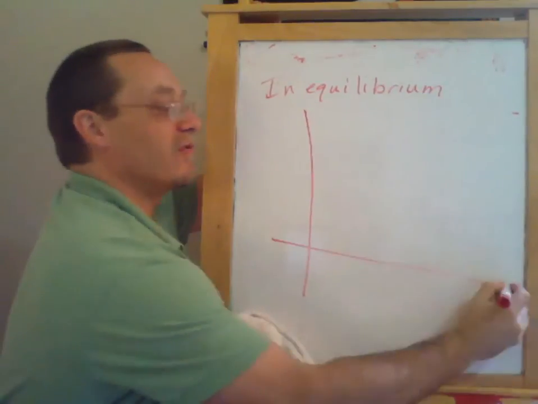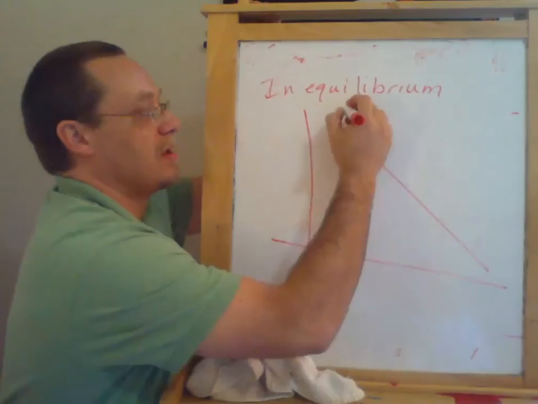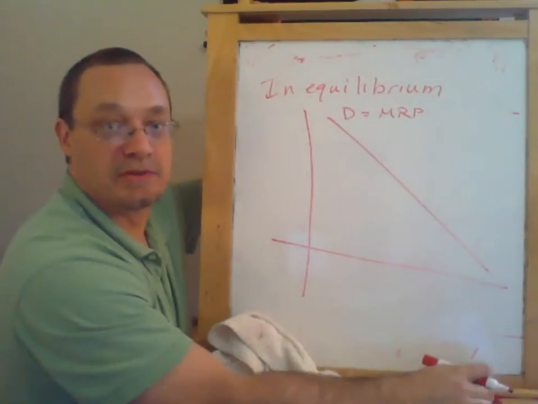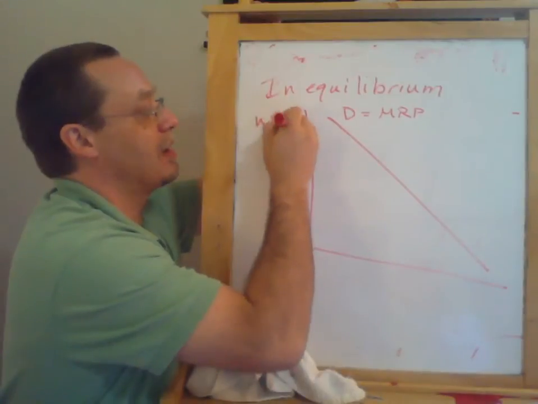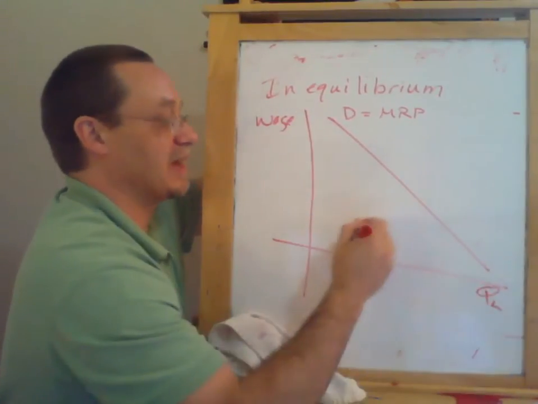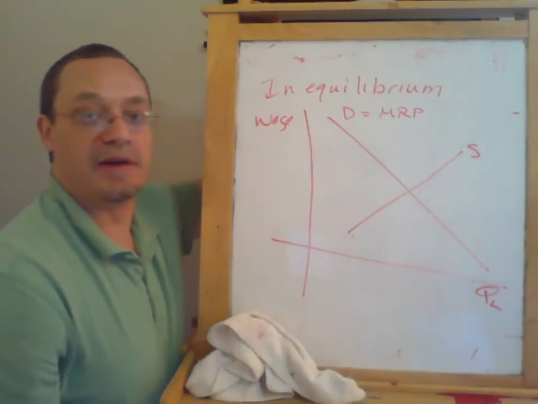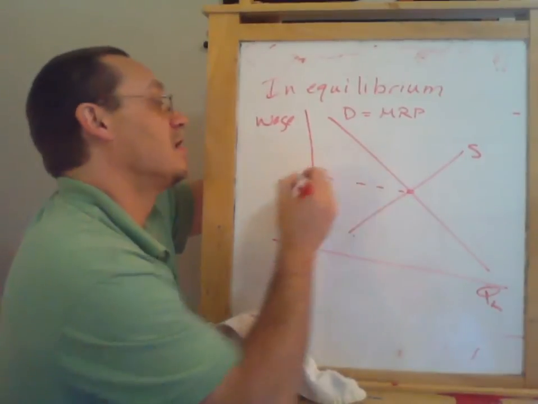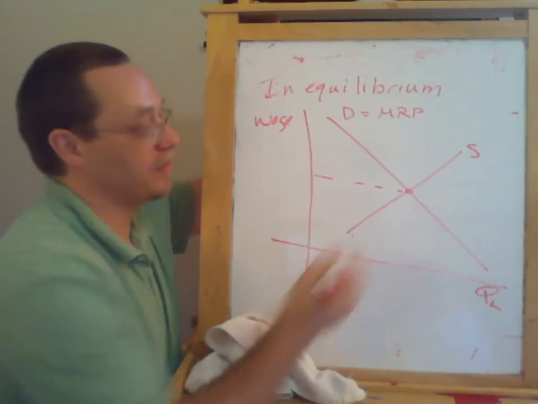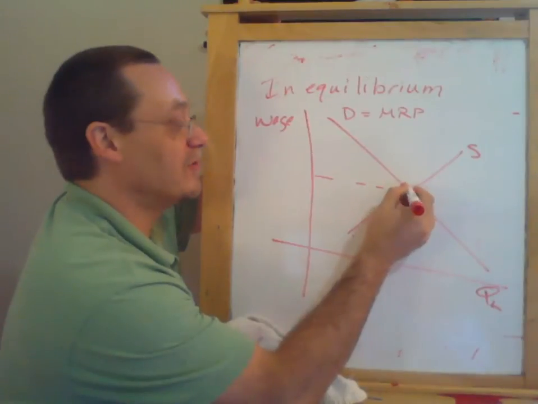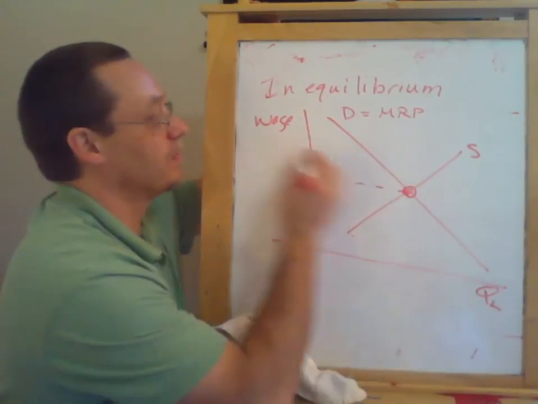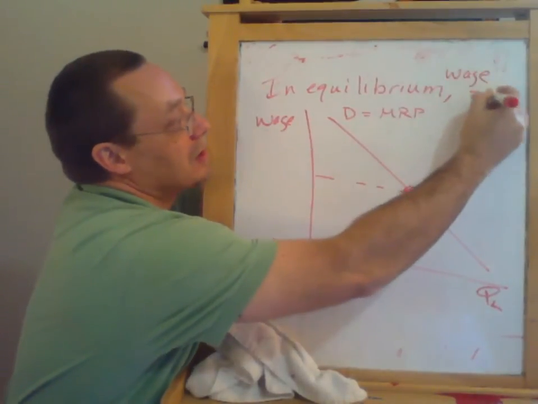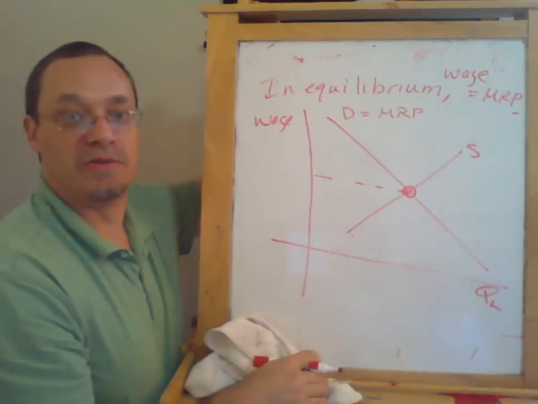when we have a labor demand curve where the demand for labor comes from the marginal revenue product, we have the wage on this axis and the quantity of labor on this axis, and there's some supply of labor out there based upon workers' willingness to work, the equilibrium wage equals the marginal revenue product of the marginal worker. So the equilibrium wage equals the marginal revenue product.